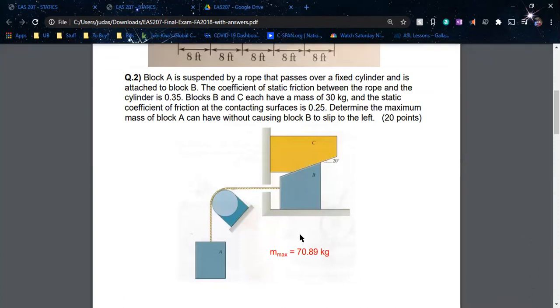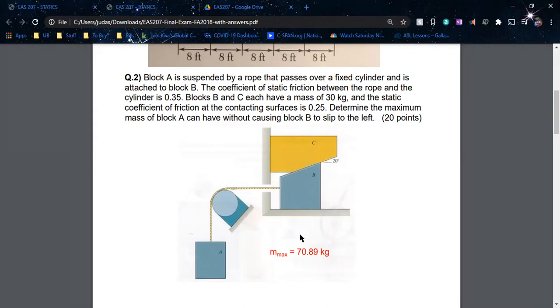But the first thing I want to pick out while we're still on this screen is just what they're giving us. So they tell us the coefficient of friction for the rope and the cylinder. They tell us the mass of both of these blocks. And they tell us the coefficient of friction between contacting surfaces. And they're just asking how much can block A weigh without causing block B to slip. Something to note, when they say the coefficient of friction at contacting surfaces is 0.25, they mean at all contacting surfaces. That's just something to keep in mind when we go in and actually do this problem.